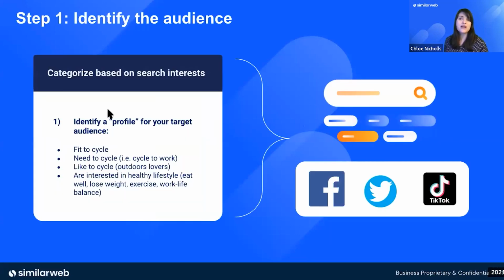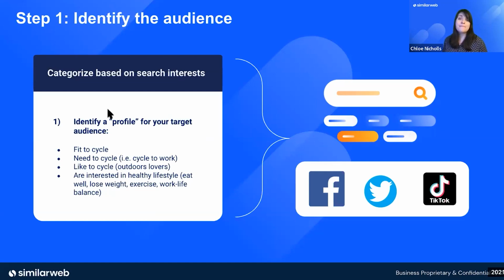The first step is to identify the ideal customer profile of your target audience that you want to capture. So this could be various attributes. For example, this e-bike case study that we're using today, you'll want to be engaging with people who are fit to cycle or have the need to cycle. So for example, they're commuting to work by bike, or they just enjoy cycling as a hobby outside of their work.